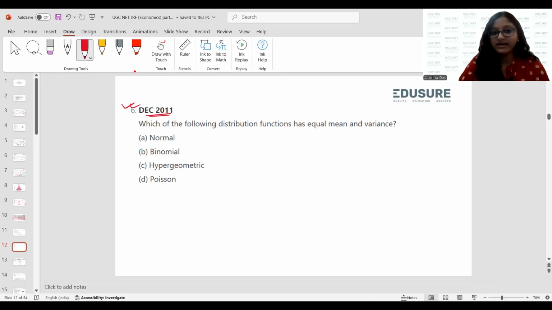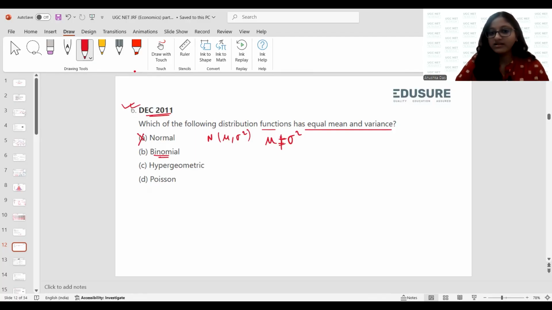December 2011. Which of the following distribution functions has equal mean and variance? Now, in the normal distribution, as I've said, the mean is this, the variance is this. Is it mandatory that mean and variance are equal? The answer is no. Mean may not be equal to variance. This is the most realistic scenario. In most of the cases, you'll see mean and variance are not equal. So this is not the case.